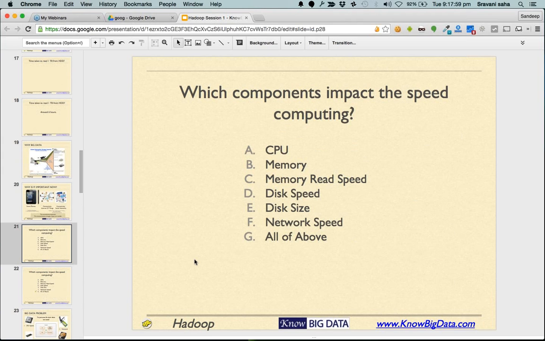All right. A quick question to all of you. Which components impact the speed of computing? CPU, memory, IO speed as in memory read and write speed, disk size, and network speed.